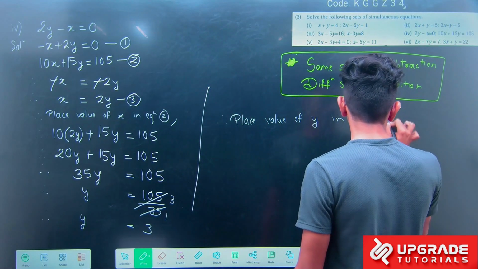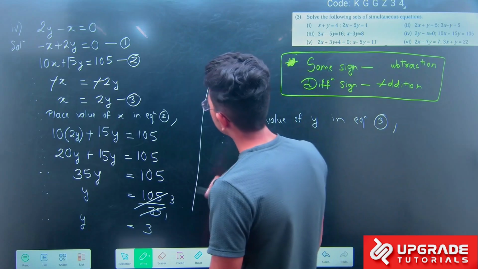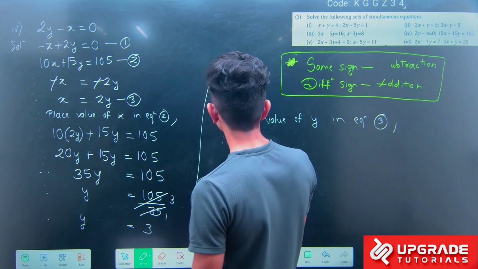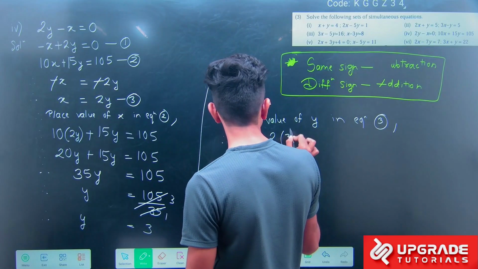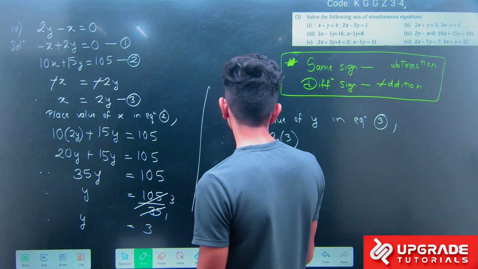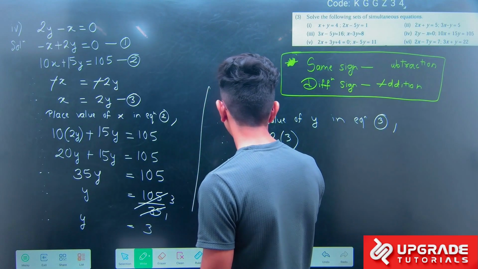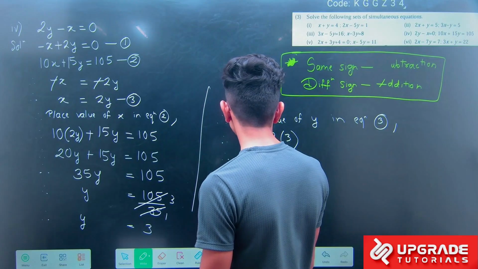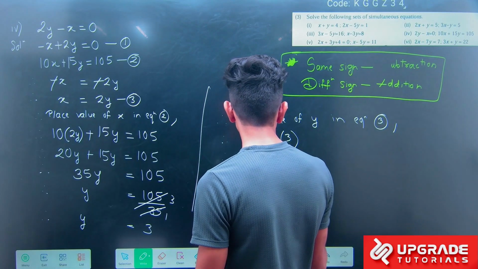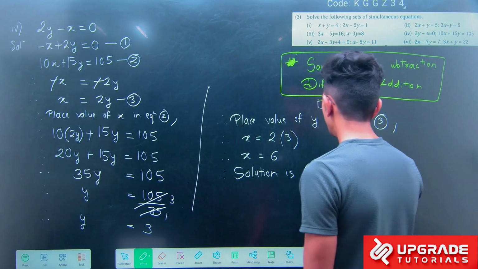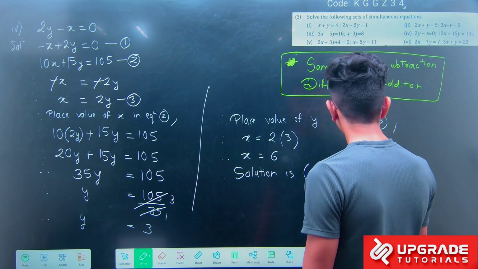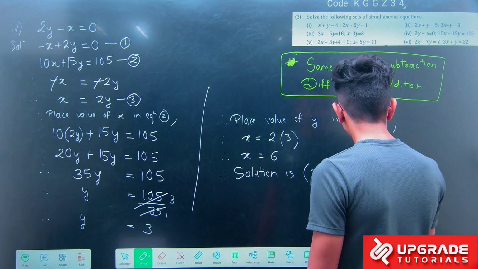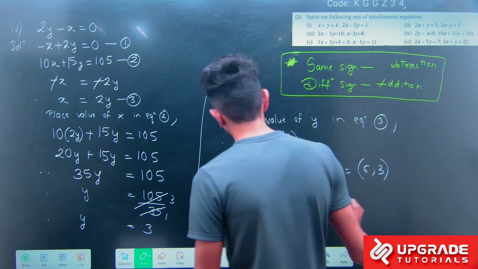In equation 3, what is our third equation? x is equal to 2 into y. What is y? 3. So 2 into 3 is 6. So what is the value of x? 6. Therefore, our solution turns out to be (x, y) = (6, 3). The value of x has to be written first.